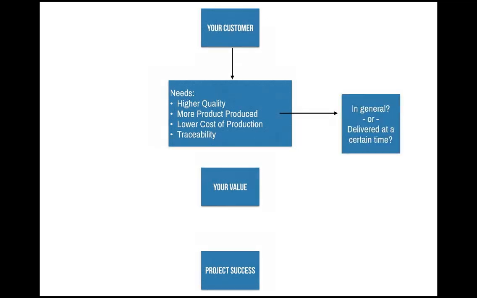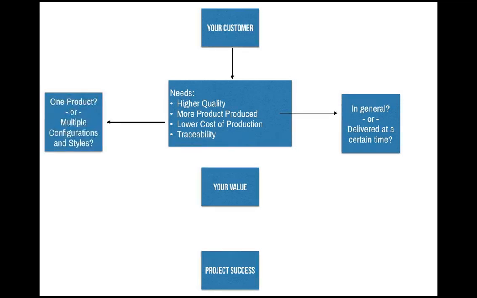Often that can be masking even more detailed issues that they have, such as do they actually need just more product produced overall in general, or do they need it delivered at a certain time? Or with lower cost of production, is that just for one flagship part that they sell from you, or is it for multiple configurations and styles? Once you understand those type of answers, you can really start figuring out how your value impacts that and double down on what you do for, again, that project success.